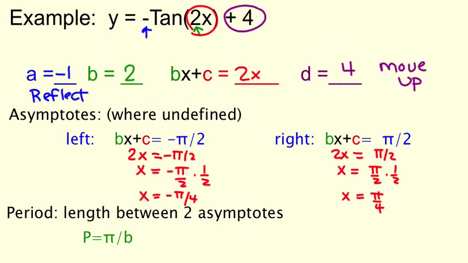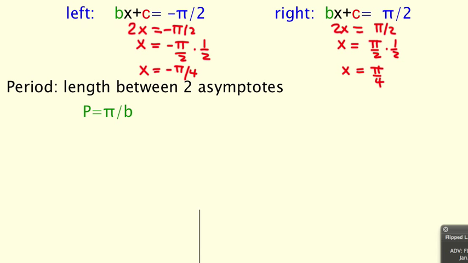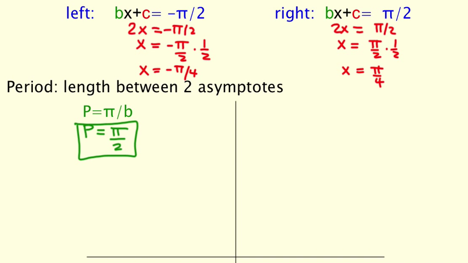Now the period is the distance between the two asymptotes, or pi over b. Here is your b. So period is pi over b, which is pi over 2. So there's your period. Now we're going to go ahead and graph this function.